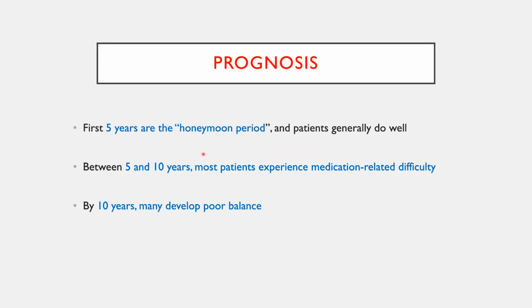So the prognosis would be like this: in the initial 5 years, the patient will have a good response to levodopa. That is also known as the honeymoon period. Between 5 to 10 years, patients start having medication-related difficulty, that is motor fluctuations, dyskinesias, and wearing-off phenomena will develop in 5 to 10 years. After 10 years, the patient will start having postural instability, the disease progresses, and the patient may become bedridden.